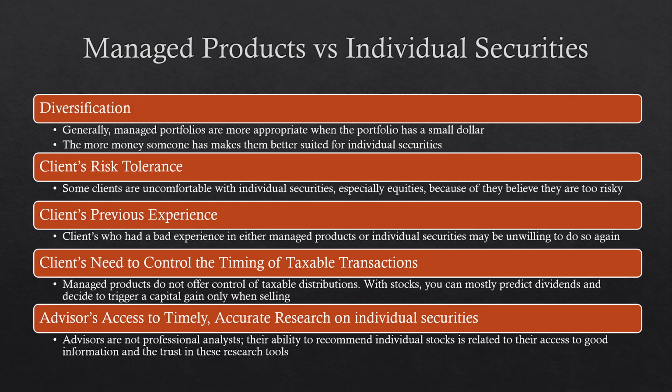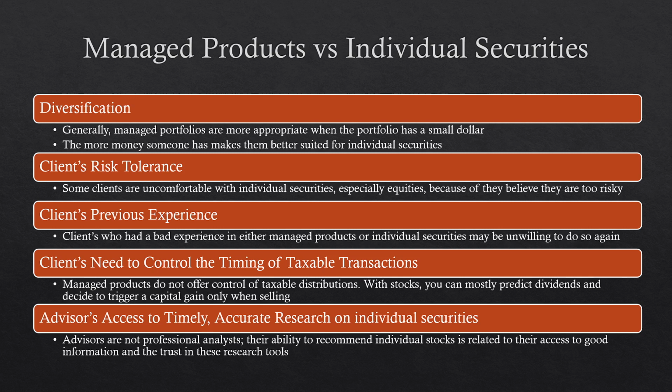Now we're going to take a look at managed products versus individual securities. The really main key difference to managed products is the diversification benefit. Generally, managed portfolios are more appropriate when the portfolio has a smaller dollar value. And the reason for that is, say a client has just $10,000 to invest.